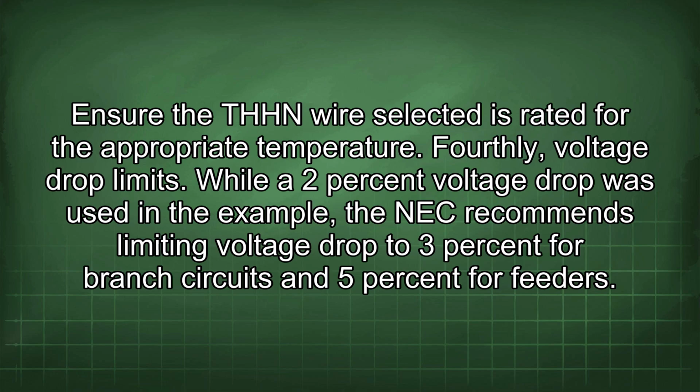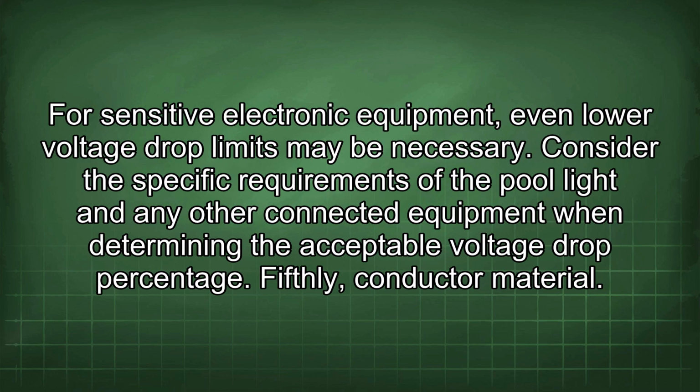Fourthly, voltage drop limits. While a 2% voltage drop was used in the example, the NEC recommends limiting voltage drop to 3% for branch circuits and 5% for feeders. For sensitive electronic equipment, even lower voltage drop limits may be necessary. Consider the specific requirements of the pool light and any other connected equipment when determining the acceptable voltage drop percentage.